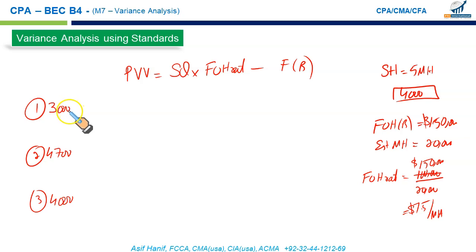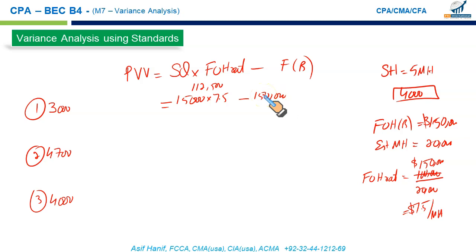Now if you produce 3,000 units and each unit should take 5 hours, that means the standard quantity of hours that you should have used is 3,000 times 5, 15,000 machine hours. The application rate is 7.5, which means the overhead absorbed is 112,500. This is the absorbed overhead, and the budgeted was 150,000.